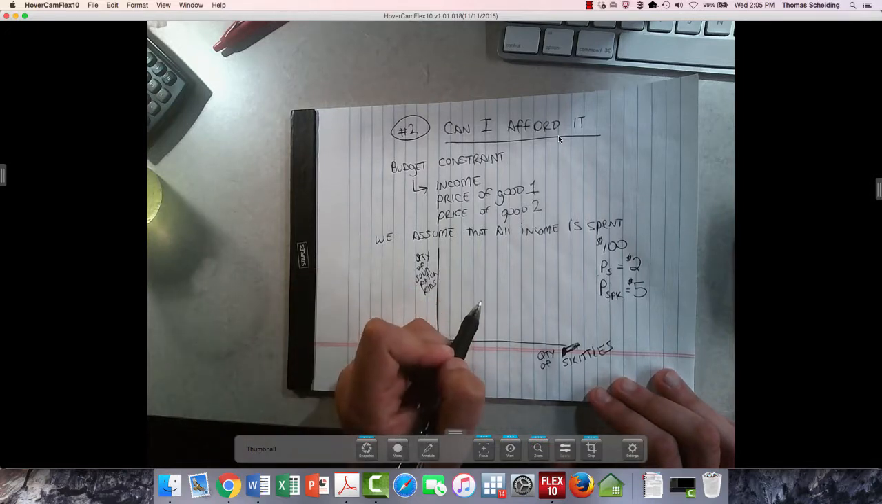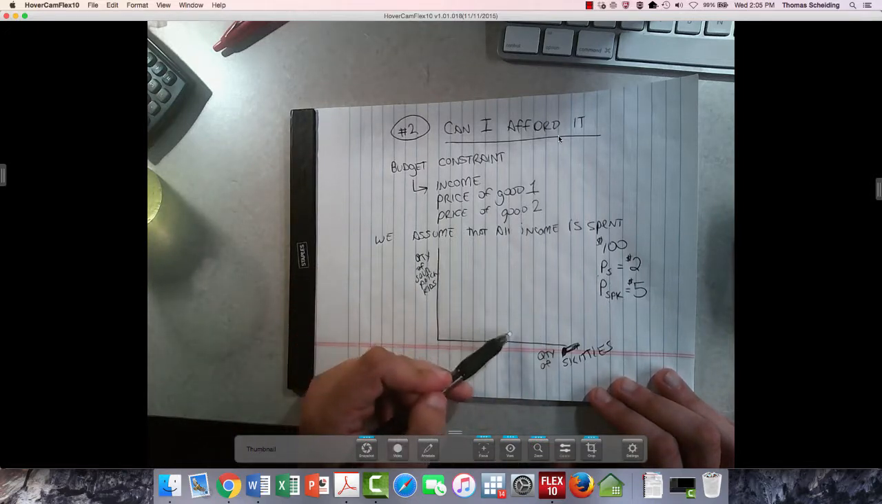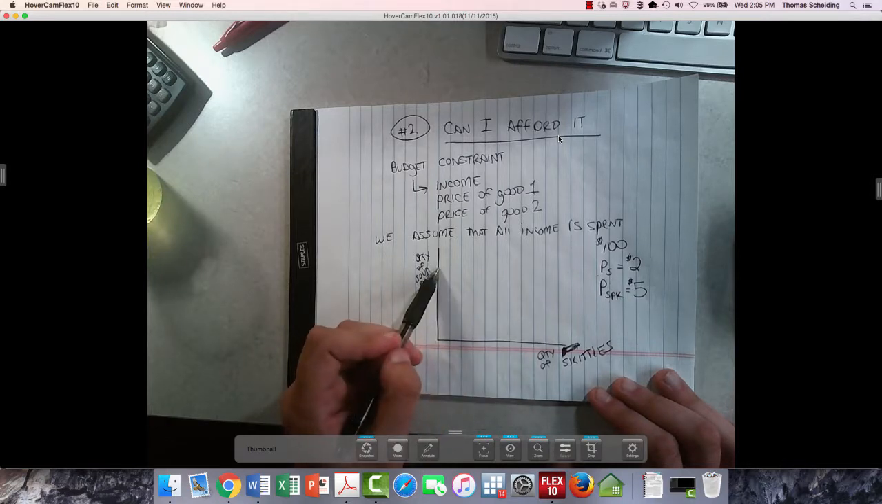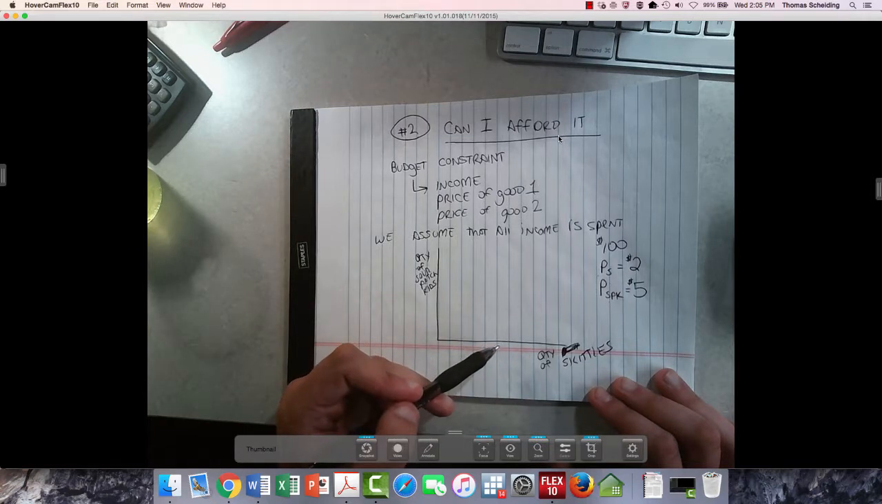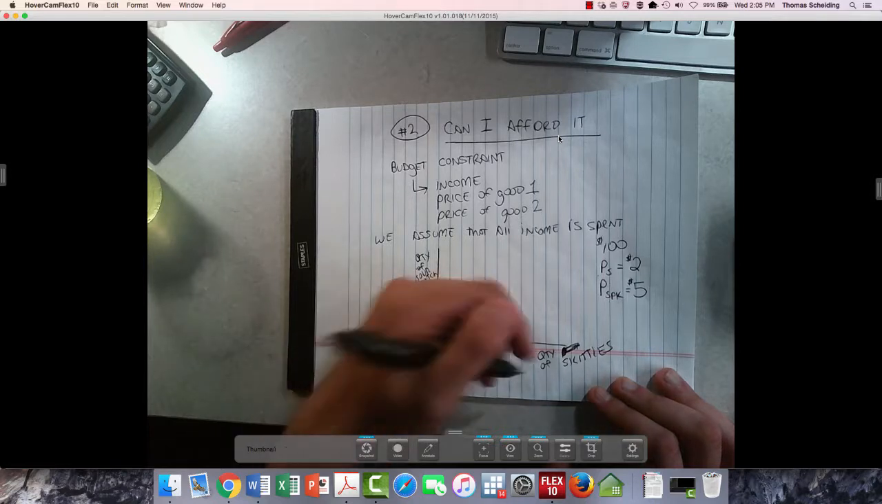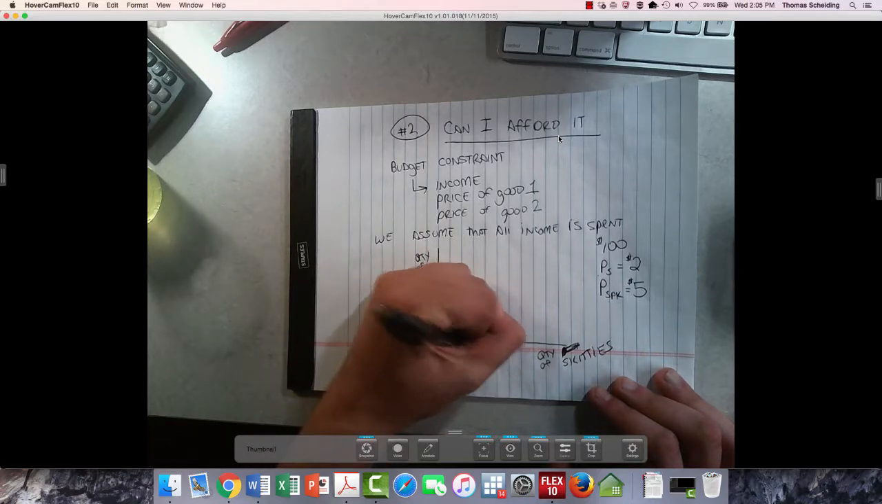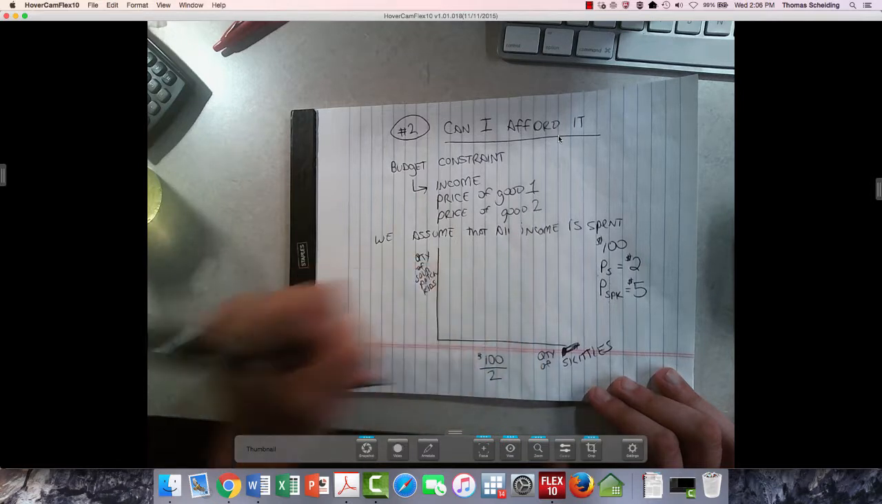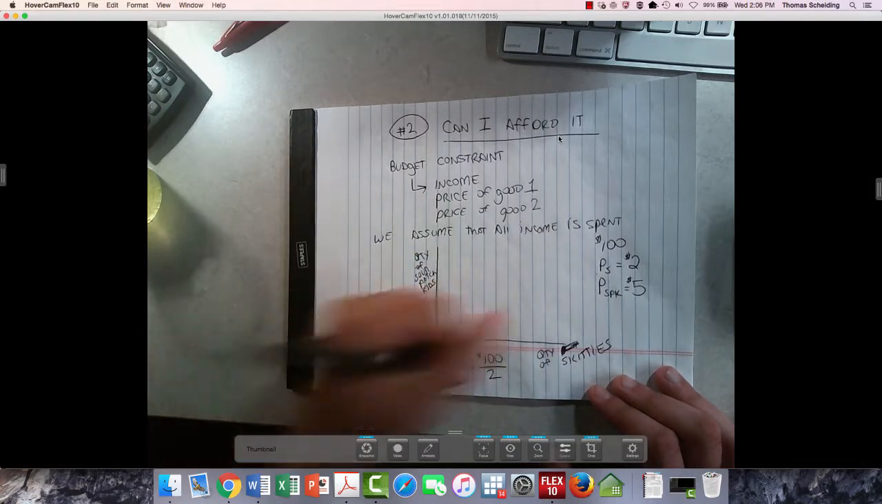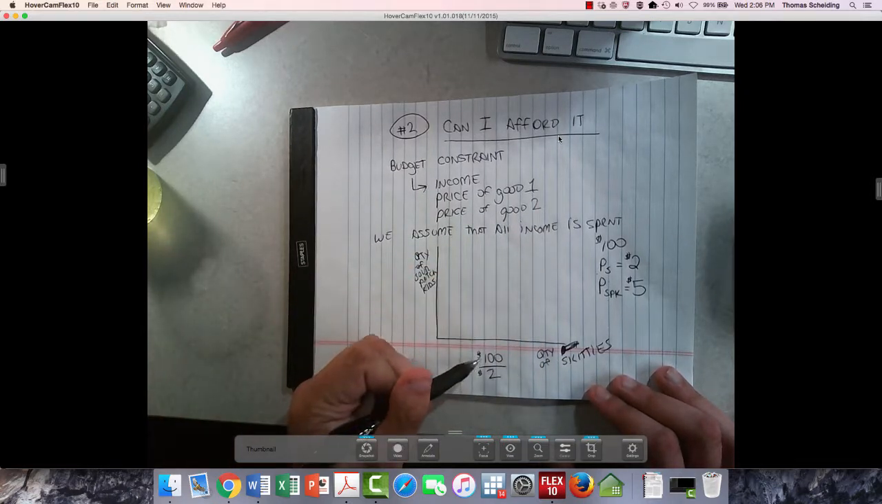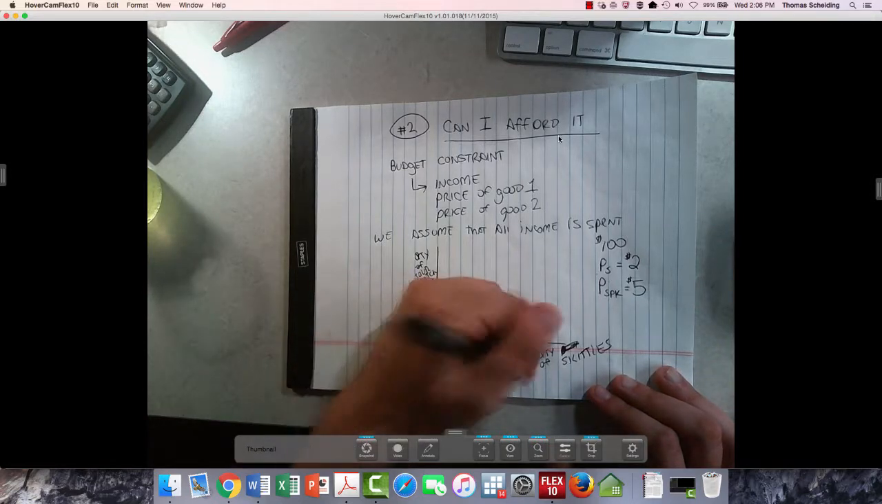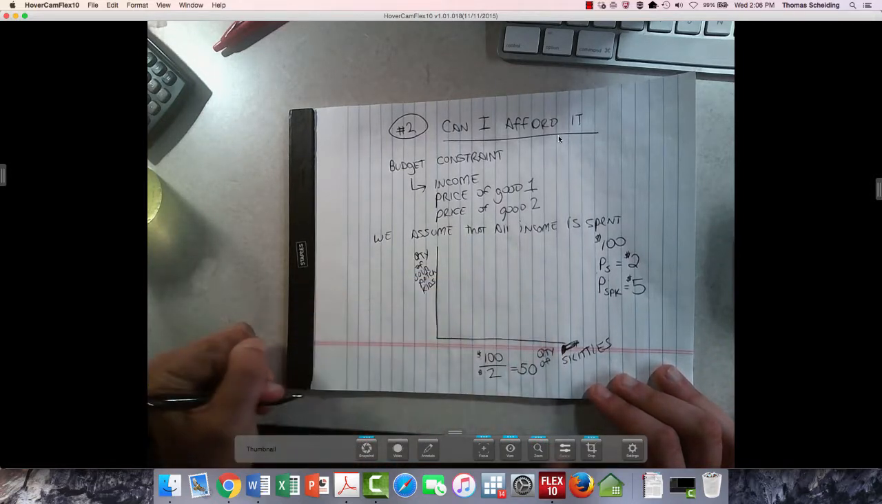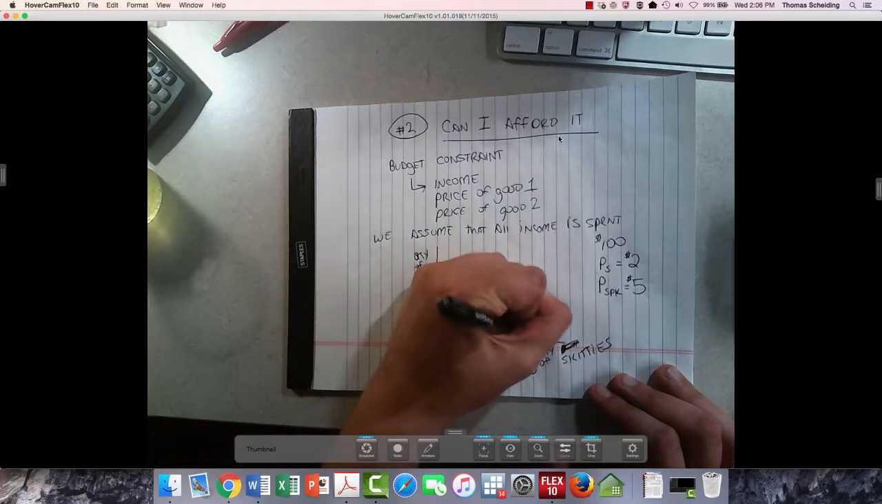The idea is, let's first start with what the x-intercept and the y-intercept would be, meaning where does the line cross these two axes. So how many Skittles could I buy if I spent all of my income on Skittles? That would be $100 divided by 2, right? Because if I have $100 and each one costs $2, I could buy a maximum of 50 Skittles. That's going to be my one axis.